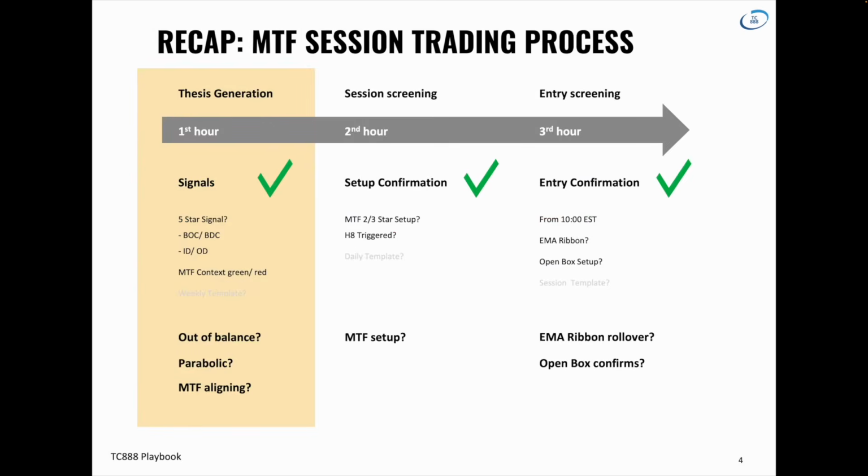What will you see during this session? My trading process has 3 steps. In the first hour of the New York session from 8 to 9, I typically make my thesis looking at the signals. Then I screen the session in the end of the second hour, so from 9:45 to 10 or so, I'm watching price and waiting for setups to be confirmed. This might of course take longer, deep into the third hour. And then once the setup is confirmed, I screen for the entry and take the trade.